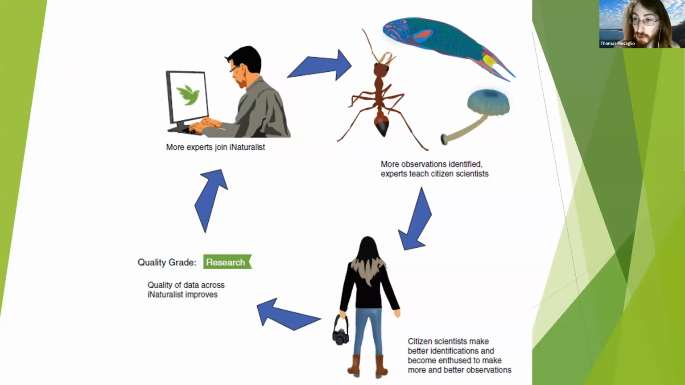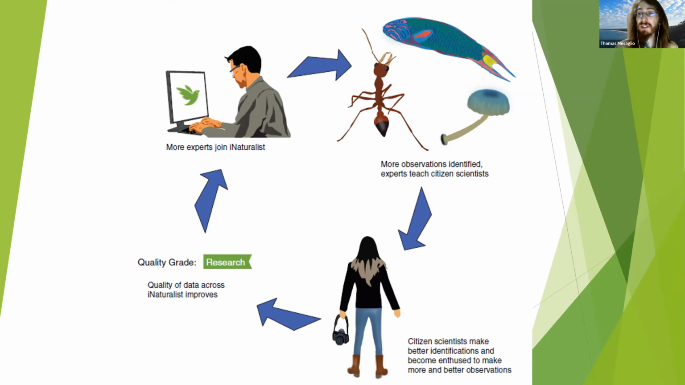So you have more experts join iNaturalist. They identify records for the citizen scientists. And in doing so, they also teach the citizen scientists how to identify those observations in the future and for the next time they see those species. So with that in mind, the citizen scientists are then able to make better and more well-informed identifications themselves. They then become far more excited to see those species in the future because they know they'll be able to identify them. So they put up more and more records.